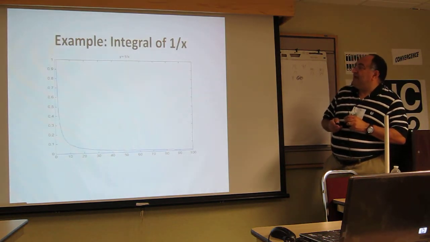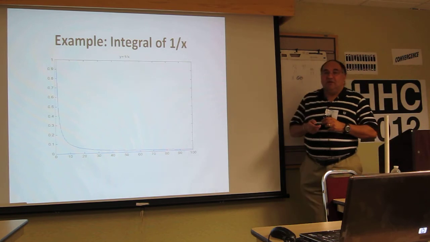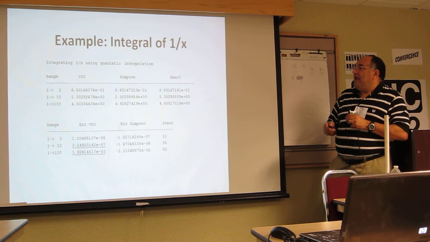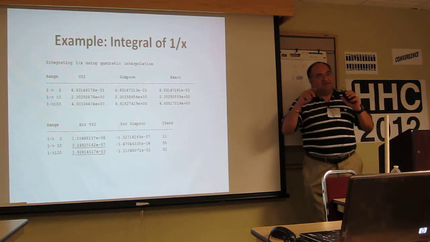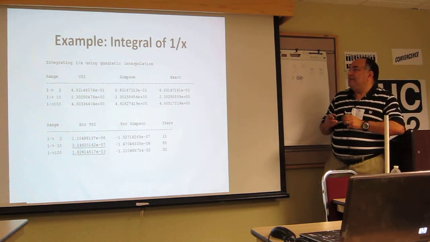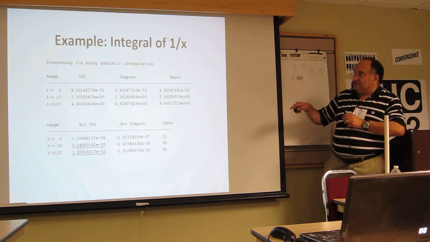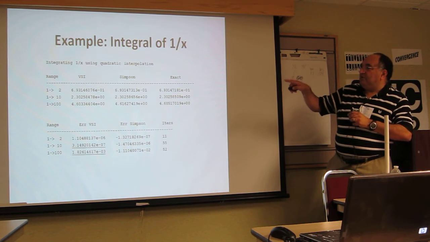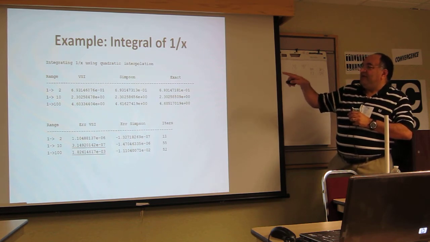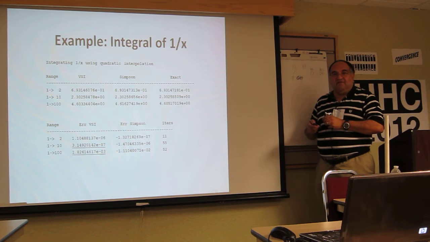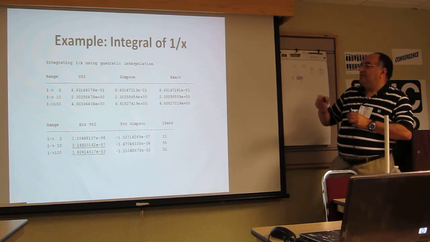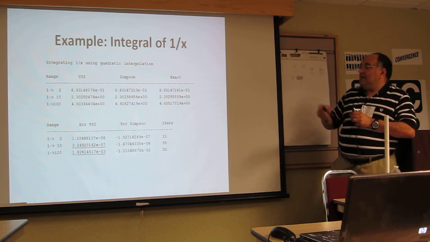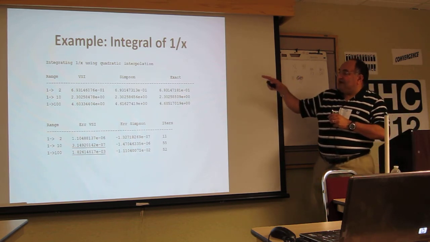Here's a first example. We're integrating 1 over x, which is the natural log of x. I'm using output from MATLAB because it's very convenient for this talk. And each output has 2 tables. In the first table, we have a column showing the range of integration. VSI means the result returned by the variable sampling integration method. The third column is the value returned by Simpson's integration method. And the last column is the exact value of the integral.